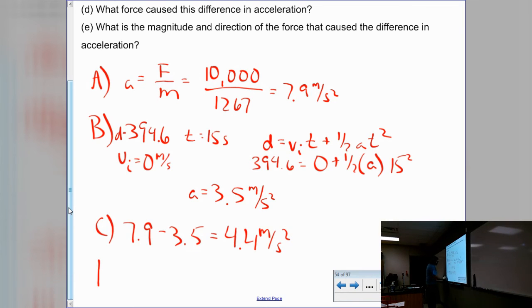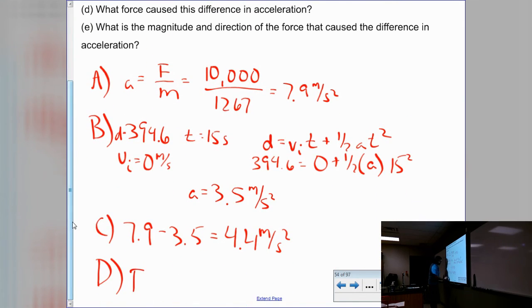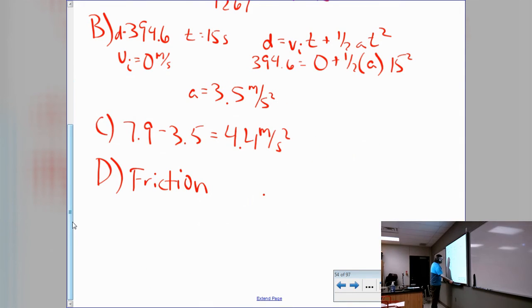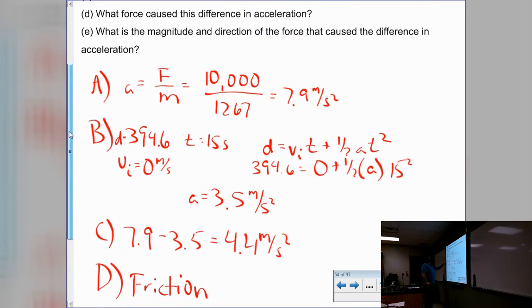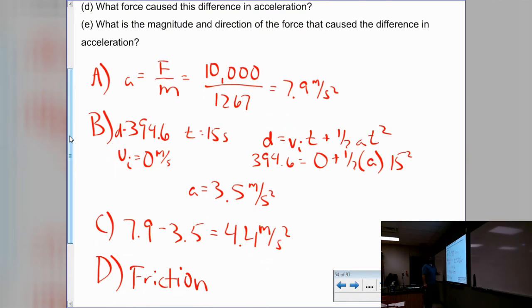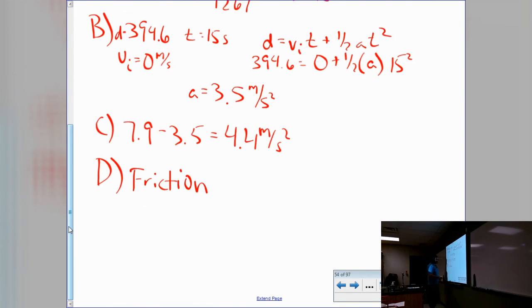But letter D asks what is causing that? And it has to be friction. Friction must be causing this difference in accelerations. It could be air resistance or rolling or sliding friction, but it's definitely from friction. Now, what is the magnitude and the direction of the force causing this difference in acceleration? So, what is the friction force, basically, is the concept.